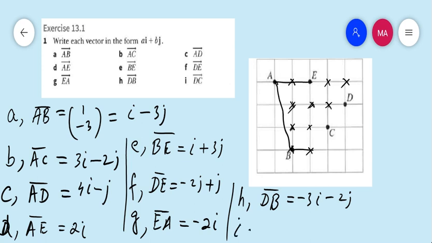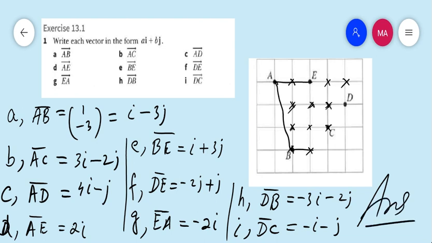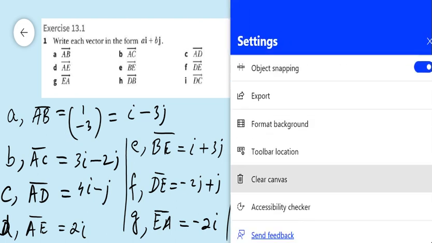Last part, I, DC. Where is D? Over here. It is minus 1 and minus 1. So minus i minus j is the final answer. So these are the answers of question number 1, all parts from A to I. Now you can see the easiest concept, a very easy concept, of question number 1.